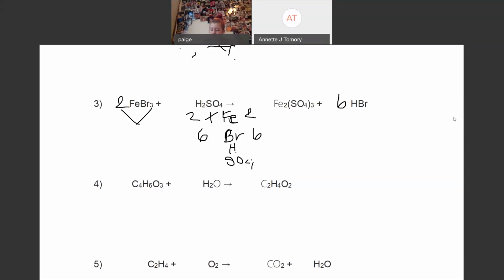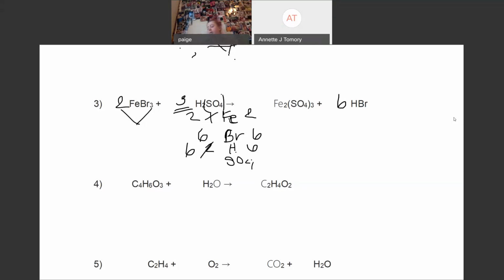How many hydrogens do I have on the left? 2. Okay, how about on the right? 6. What can I multiply the left-hand side by to get to 6? Multiply it by 3. All right, so how about sulfates? Let's look at SO4s now. How many groups of SO4s do I have on the left-hand side? 1. But then I have this 3 out here.